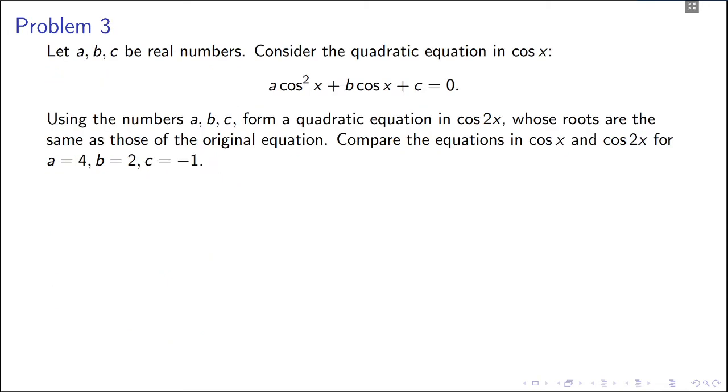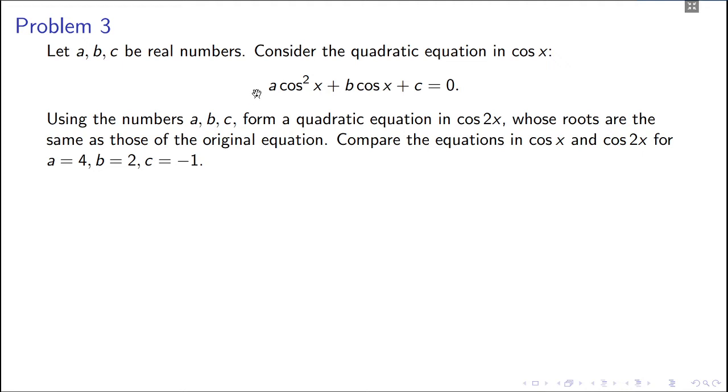So then it says a, b, c are 3 numbers, and you are given this quadratic equation in cos x, and then it says you find a quadratic in cos 2x where the roots are the same as those of the original. So we find a quadratic in cos 2x which has the same roots as this. So I think the easiest thing is that you write all this in terms of cos 2x, and just find a quadratic.